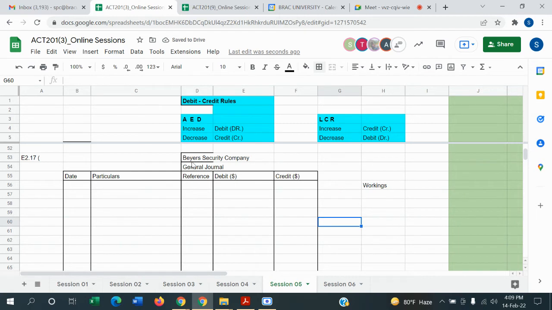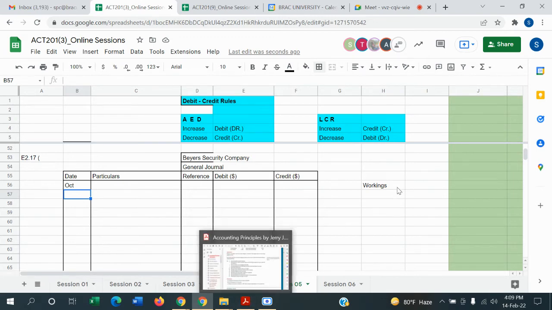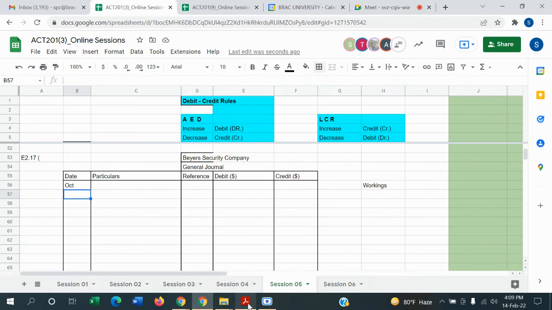So, at the top, we should mention the name of the company, and it is basically known as the general journal. Bear Security Company is the name of the company, and we are doing the general journal for this company for the month of October, because the transactions given to us are related to October. Now, let's try to do the journal, or show the effect of this transaction in the journal directly, by doing the analysis part in our mind or in the working part, whatever you like.